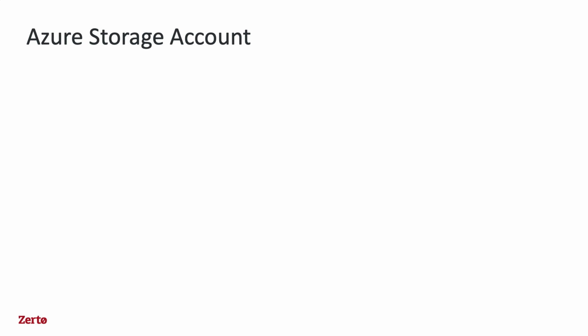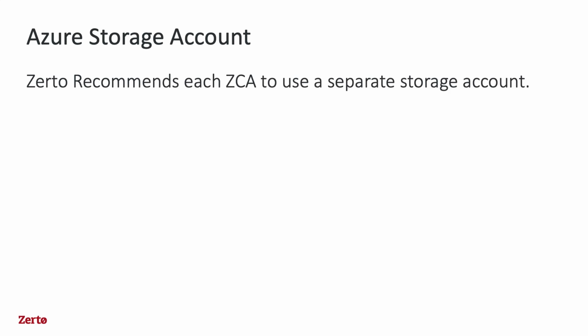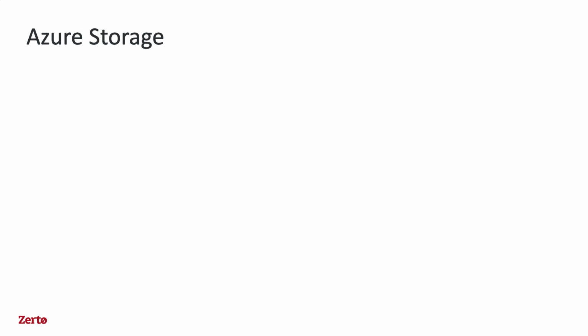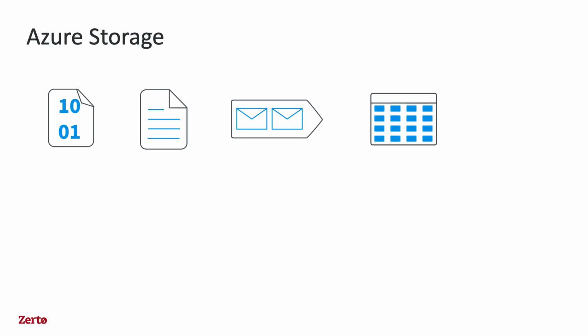You'll also need a storage account to install Zerto. It is recommended for each ZCA instance to use a separate storage account. You can either create your own storage accounts prior to installing the ZCA or have the installer create one for you. The installer creates a ZCA using unique numbers and letters. If your environment requires multiple ZCAs, creating uniquely named storage accounts ahead of time can help you keep your segregations clear. The Azure Storage Account contains all Azure Storage data objects, blobs, files, queues, tables, and disks.